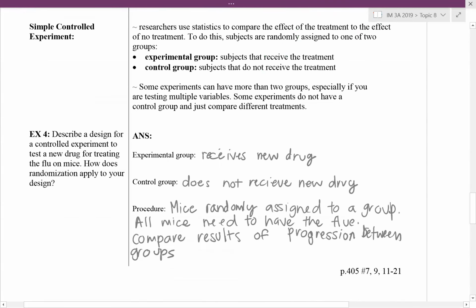And then finally, we just talked about a simple experiment where we have an experimental group that receives the treatment and a control group that does not.